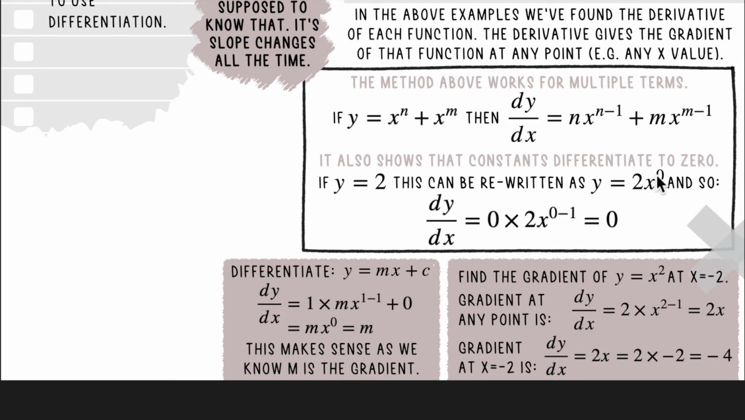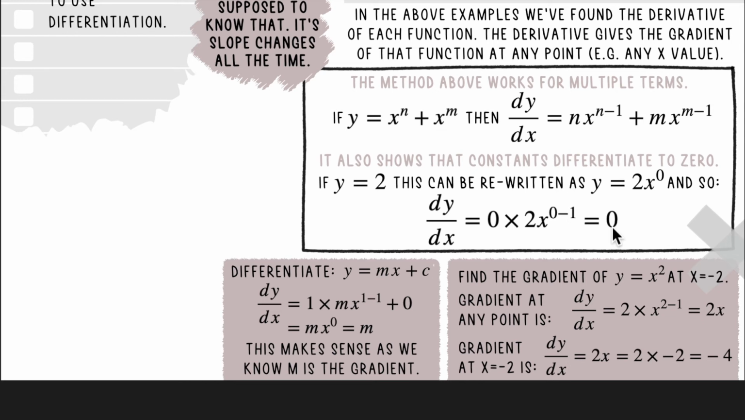If we want to differentiate that, we use the same rule that we've just learned. This 0 floats down, and then 1 is taken away from the 0. Well, anything times by 0 is 0. So we can see the derivative or the gradient is 0. So this proves that numbers or constants differentiate to 0. And you can see it also makes sense. The graph of y equals 2 is just a horizontal line, which doesn't have a gradient. And that's what we've just shown here.